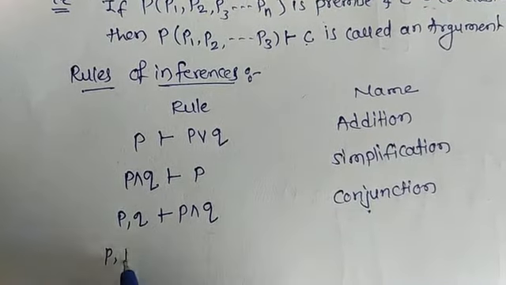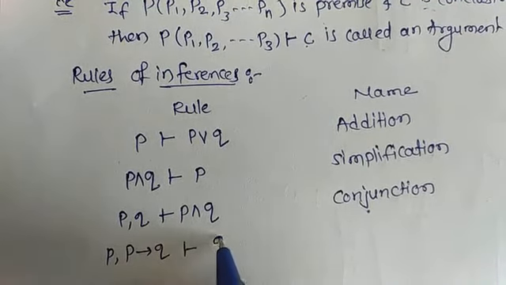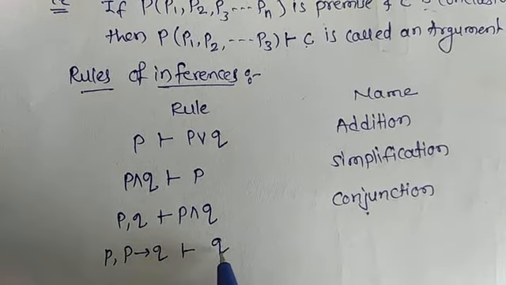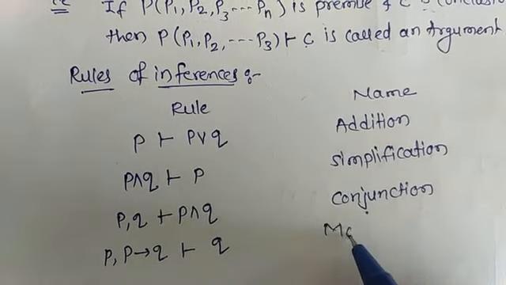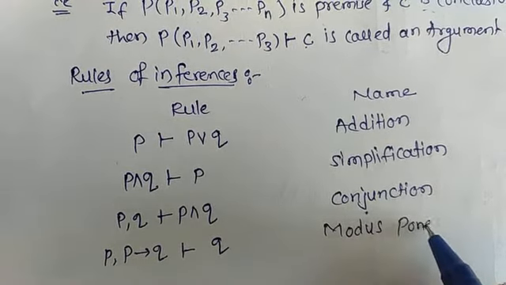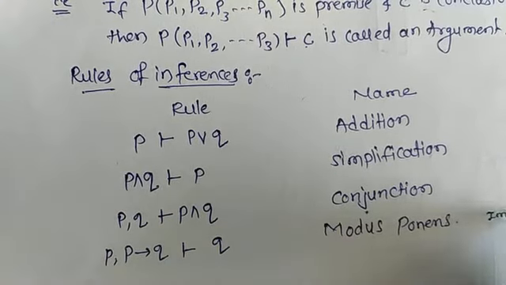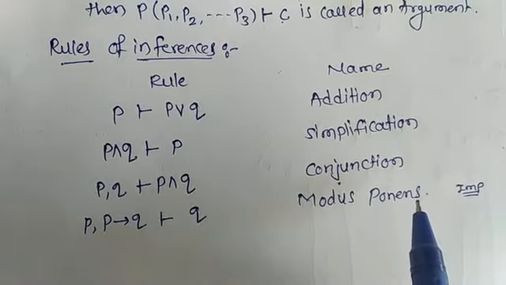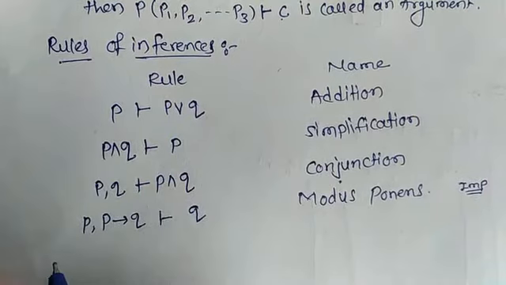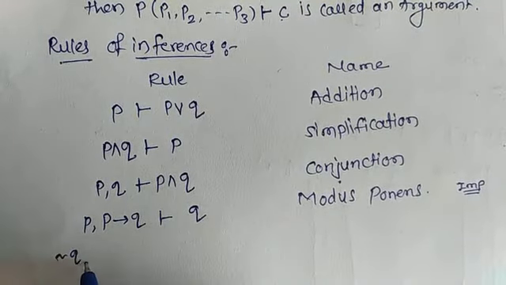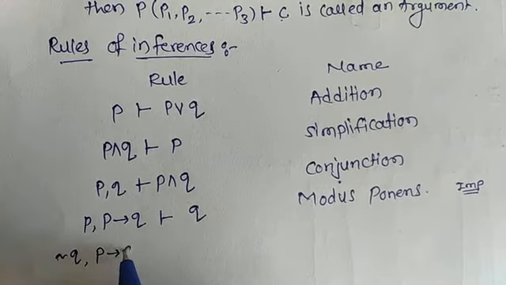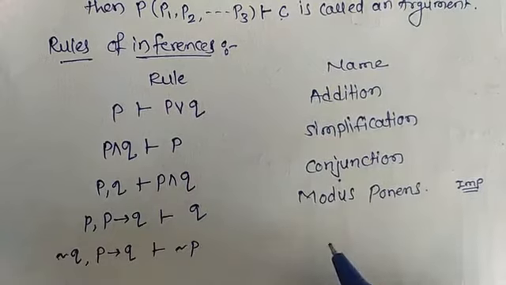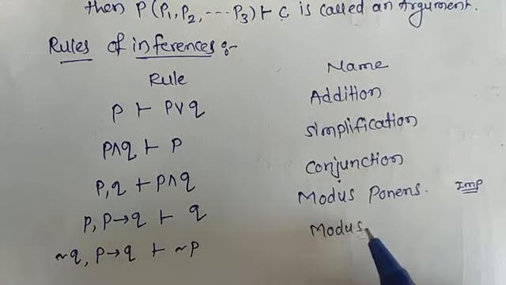Next, P comma P implies Q concludes Q. It is known as modus ponens. This is an important rule which we use to solve examples by the direct and indirect methods. The next is also important: negation Q comma P implies Q concludes negation P. This rule is known as modus tollens.